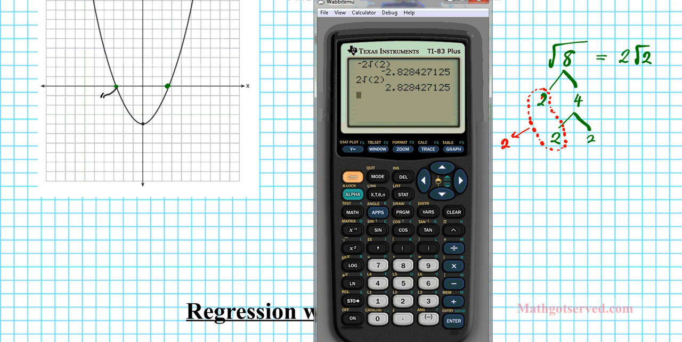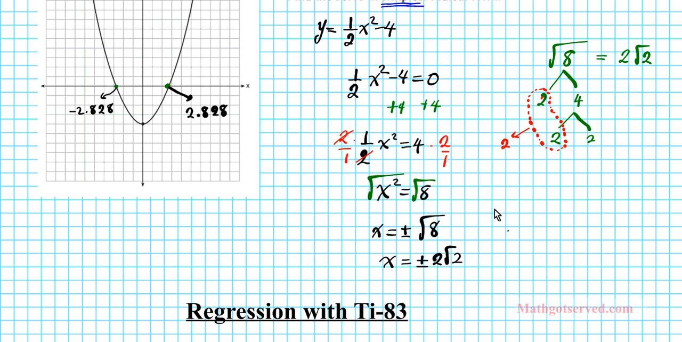This 0 right here is negative 2.828. We weren't asked to do this. I'm just illustrating the situation for you. And then this is 2.828. All right, but the exact answer that we're asked to find is our answer right here. I just wanted to show you that our answers are in fact correct.